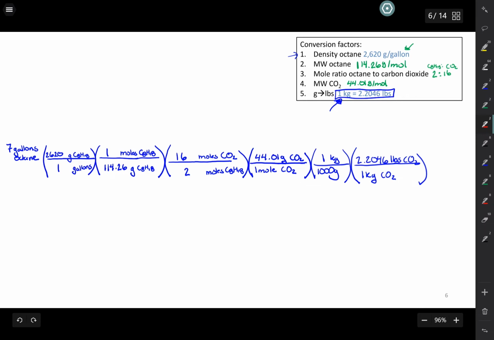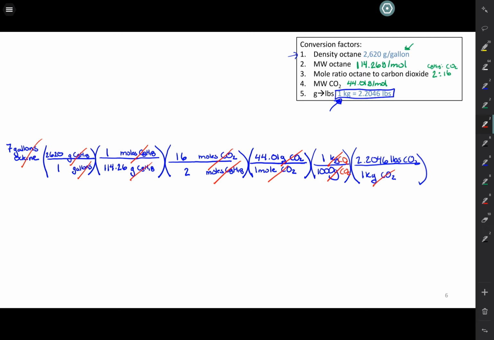Let's double check. Gallons of octane, gallons of octane. Get rid of those to grams of octane. Get rid of grams of octane to go to moles of octane. Get rid of moles of octane to go to moles of CO2. Get rid of moles of CO2 to go to grams of CO2. Get rid of grams of CO2 to go to kilograms of CO2. Then get rid of kilograms of CO2 to go to pounds of CO2.